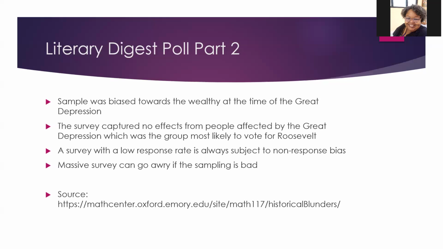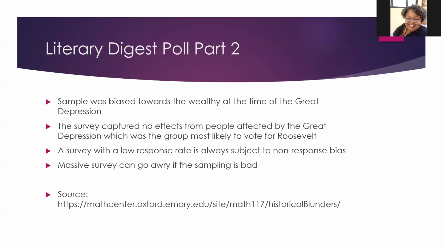So this sample was biased towards the wealthy during the Great Depression. And the survey captured no effects from people who were affected by the Great Depression, which was the group most likely to vote for FDR. So the people who were suffering, the poorer people who were going through hardship because of the Great Depression, were just left out of the study. And only the wealthy, the well-to-do, were surveyed.